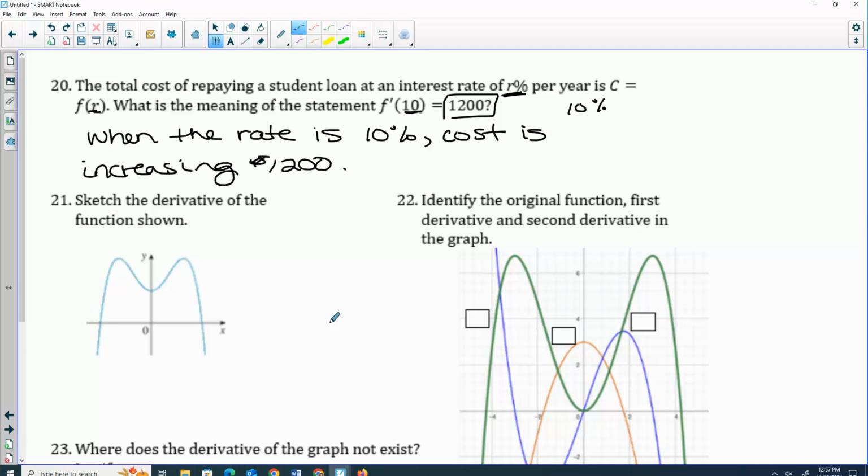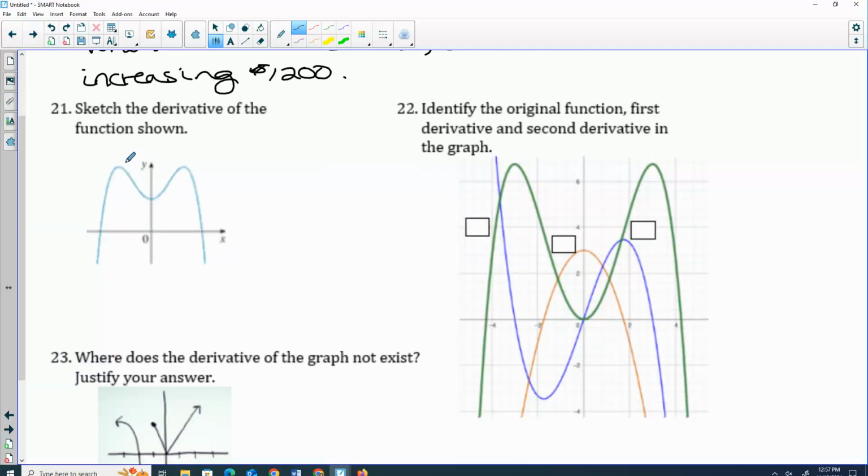I wrote two different answers and both of them were wrong. You should be able to tell me the meaning of a derivative. This would be a great multiple choice question. The key thing is it is telling us a rate of change. Derivative is a rate of change. Numbers 21 and 22: a couple of you didn't do those, so let's talk about it.